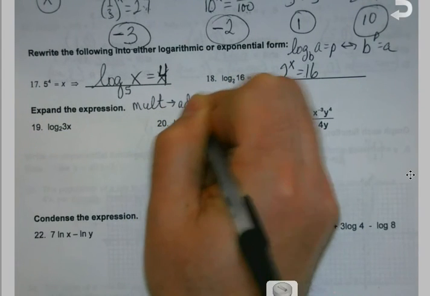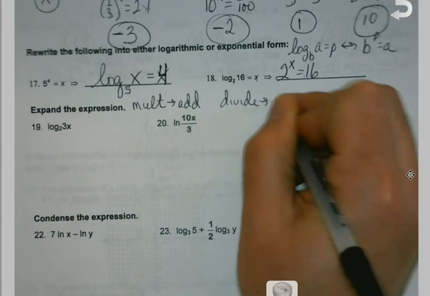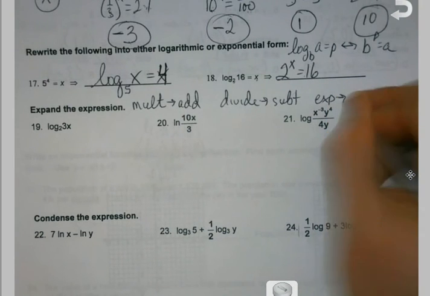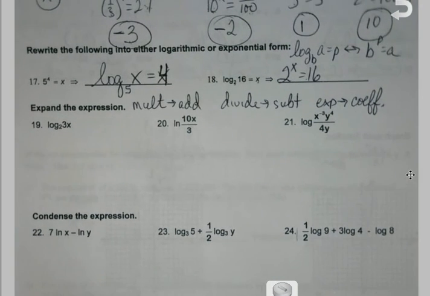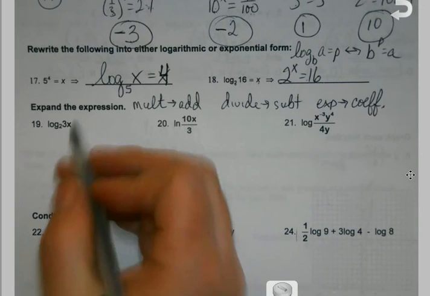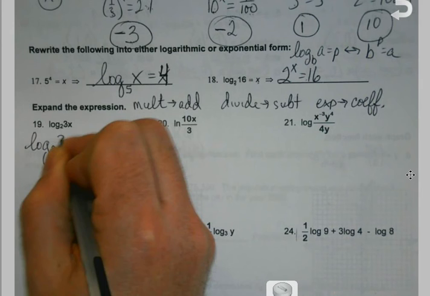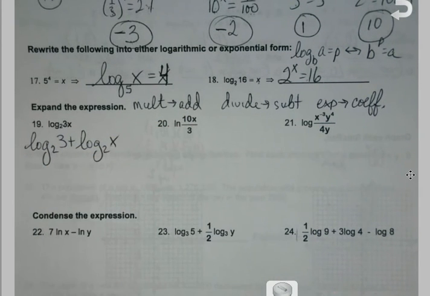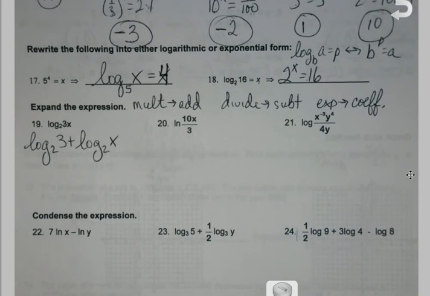Expand. Remember, multiply turns into add. Divide turns into subtract. And exponents become coefficients. And again, these are all things you've had in your notes and other things that we've gone over. So here, 3 times x, which means I'm going to have an addition. Yes, you have to put the log with each one. You can't just put log base 2 of 3 plus x. No, they have to be separated. Okay? And that's all I got to do, though.